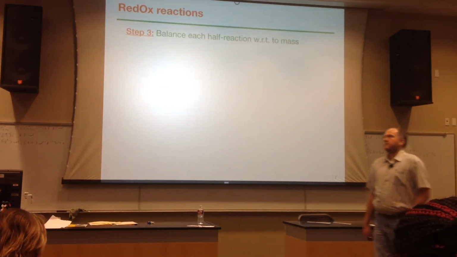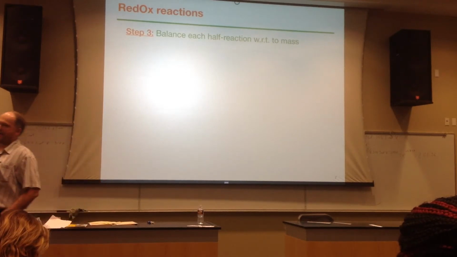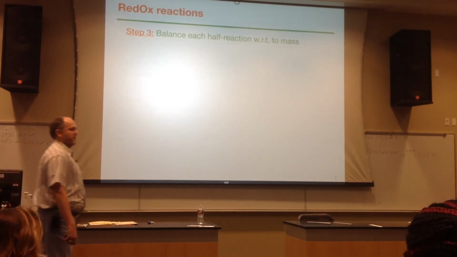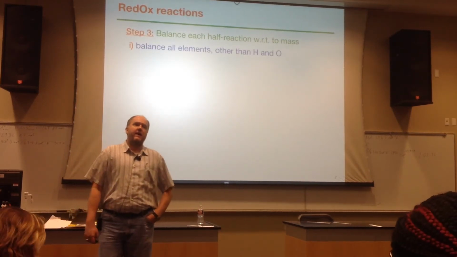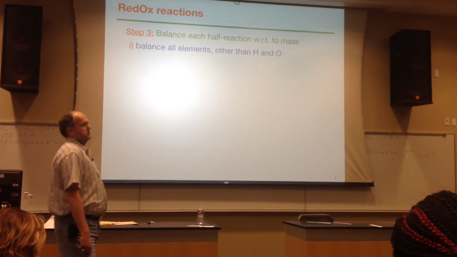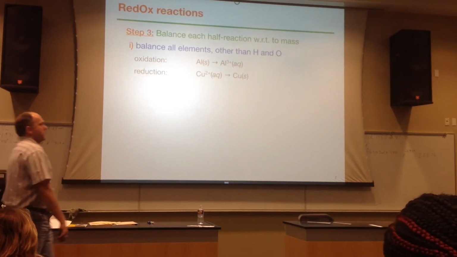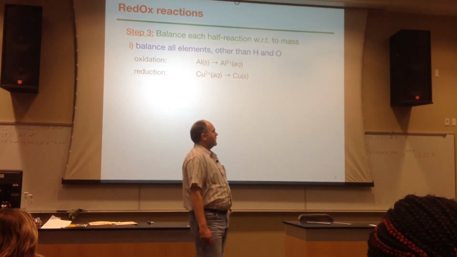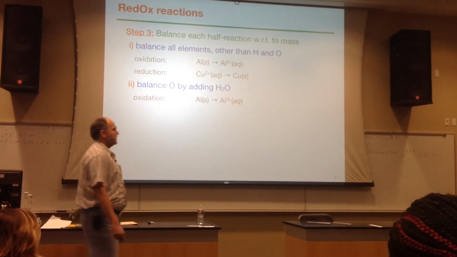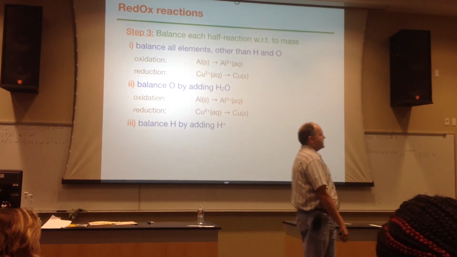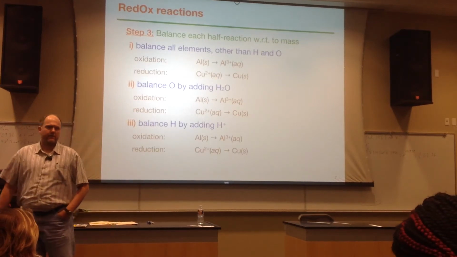Step 3. Balance each half reaction with respect to mass. Alright, now there are 3 steps here. Actually, technically there's 4. 1, balance all elements other than H and O. Okay. Oxidation, already balanced. Reduction, already balanced. Okay, this is not too hard. Balance O by adding water. Well, I don't have any O's. Balance H's by adding protons. I don't have any protons, I don't have any H's. Okay, this is not too hard.